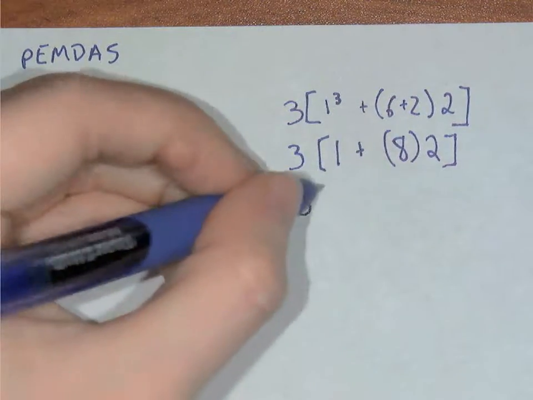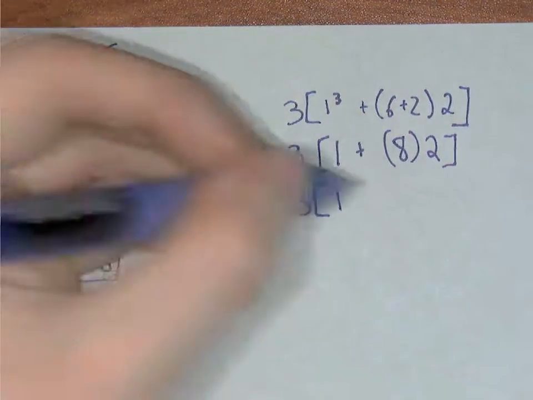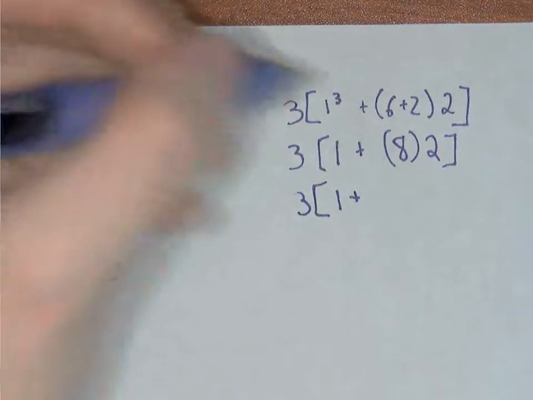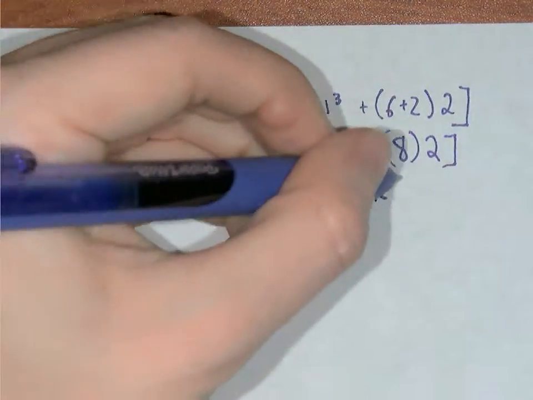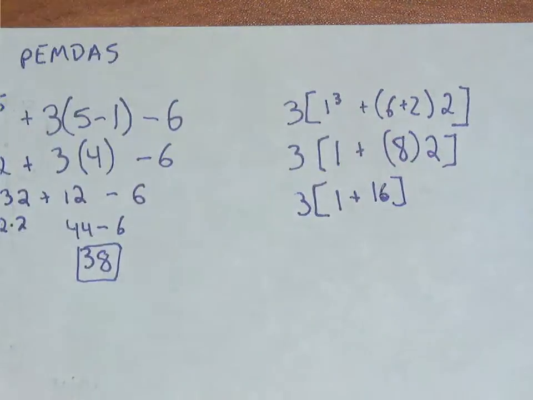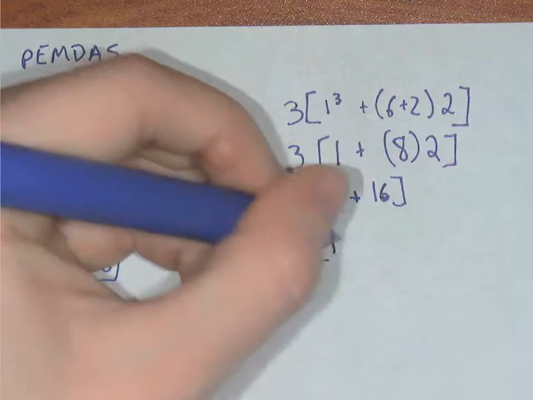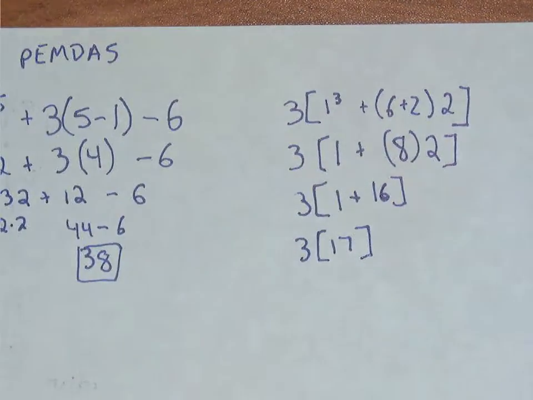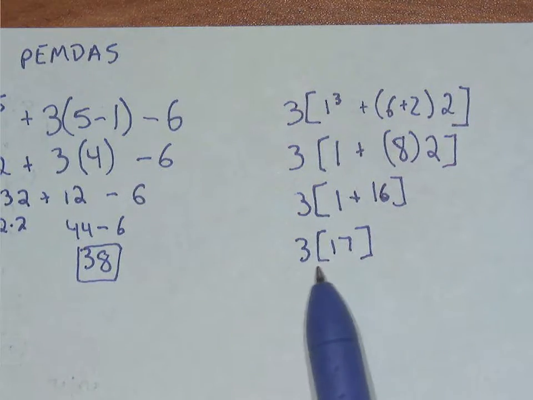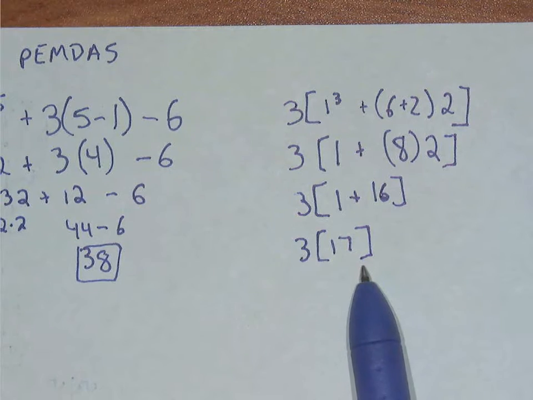So I've got 3 square brackets, 1 plus 8 times 2. 8 times 2 is 16. So I'm going to call that 1 plus 16. And we know 1 plus 16, that's just 17. And my square brackets work the same way as my parentheses. This is telling me to multiply 3 times 17.